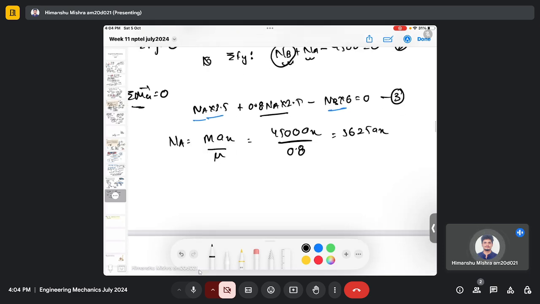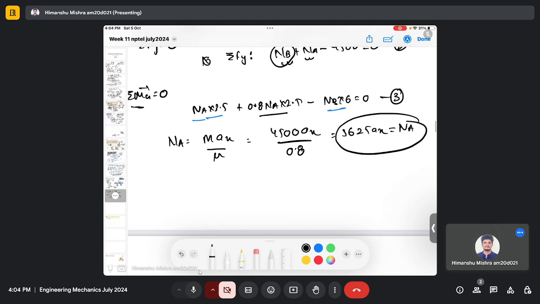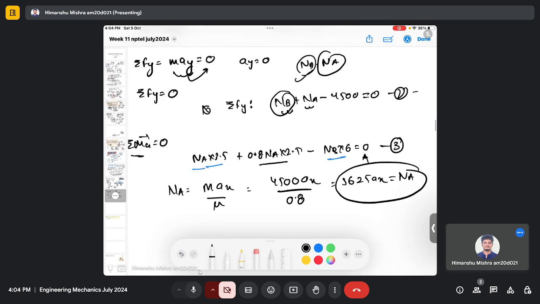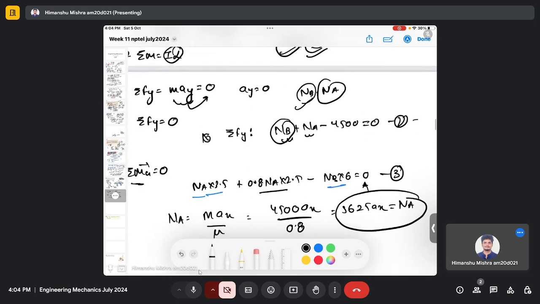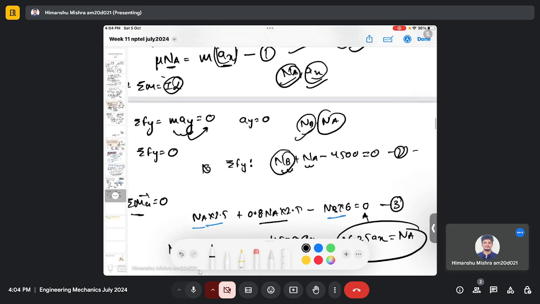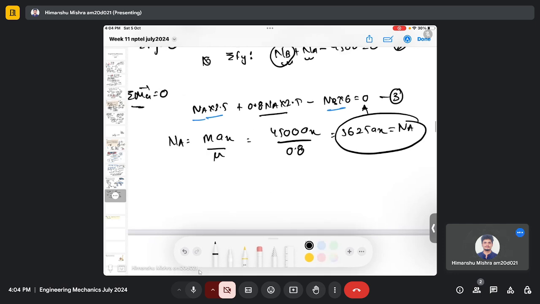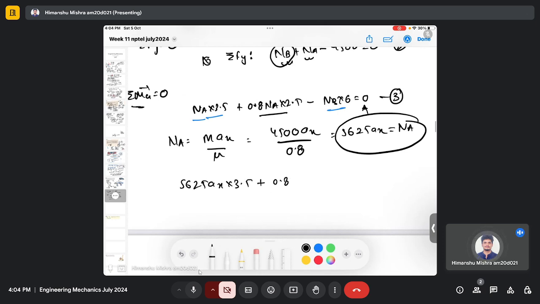Now I can substitute this expression of Na into equation 3, so I can write equation 3 in terms of ax and Nb. If I substitute, it will be 5625 ax multiplied by 3.5 plus 0.8 Na, which is 5625 ax multiplied by 2.5, equal to 6 Nb.